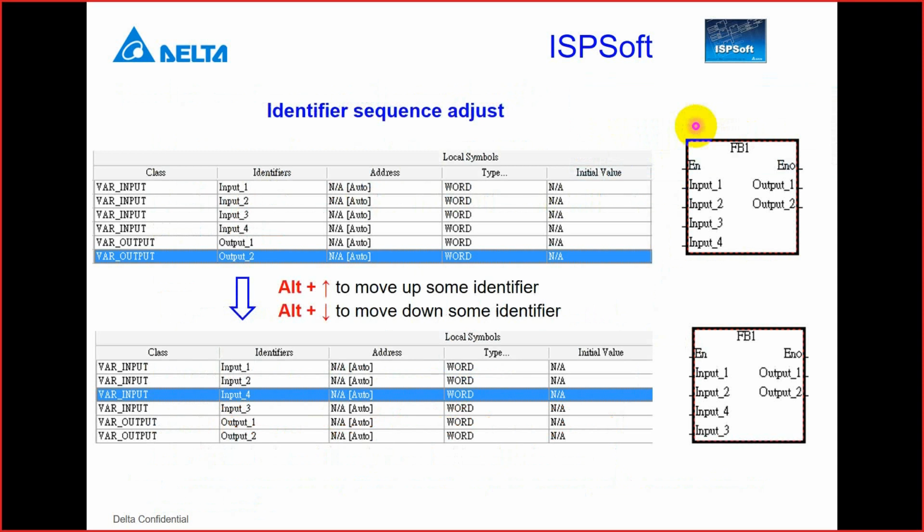And then here just an example, if you try to modify the sequence of identifiers. So here we use the function block as the example. We define 4 inputs and 2 outputs, and we want to adjust the sequence, so you can see we just use the up and down. For example, we change like this one, so you will see the sequence in the function block will also change.